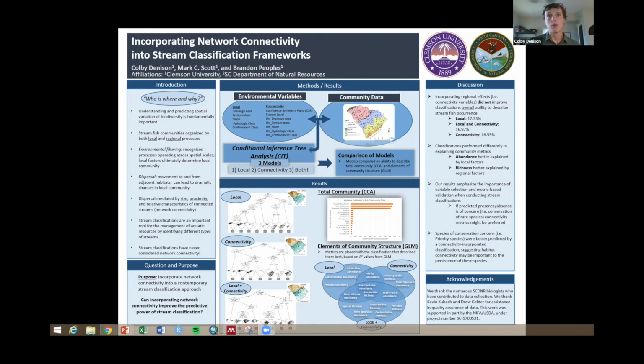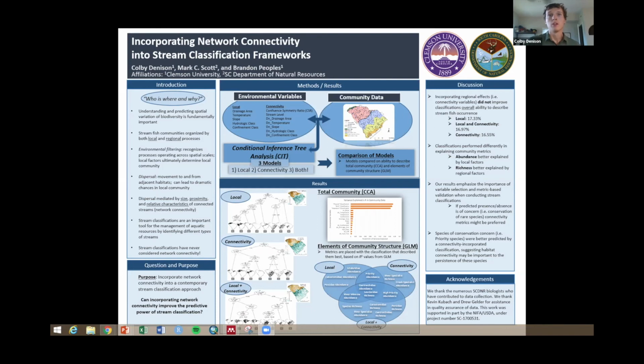And we built 3 models. One of them considered just local effects. The second considered connectivity only. And then the third was allowed to consider both local and connectivity factors. And we compared each model on their ability to describe total community variation and then individual community metrics or elements of community structure. These are like richness and abundance metrics of different taxonomic families or different functional groups, that sort of thing.